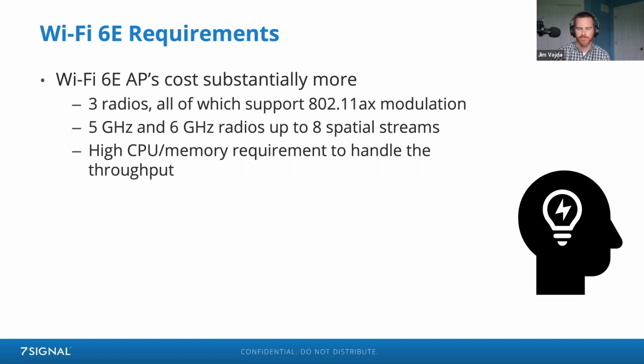And don't forget that with Wi-Fi 6, with 802.11ax, that capability is added to the 2.4 gigahertz radio as well. So that radio gets a big upgrade in performance as well with Wi-Fi 6 and 6E access points. We've got 802.11ax across all 3 radios now. So that's a consideration.